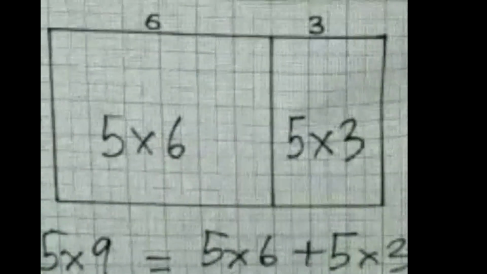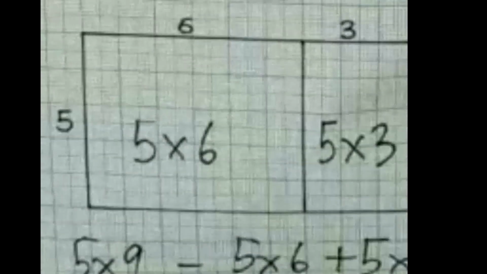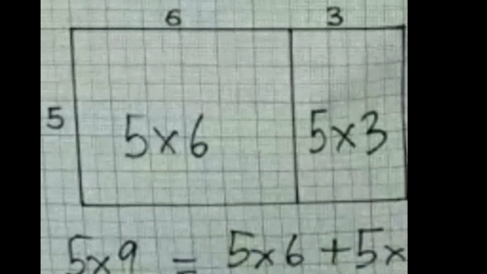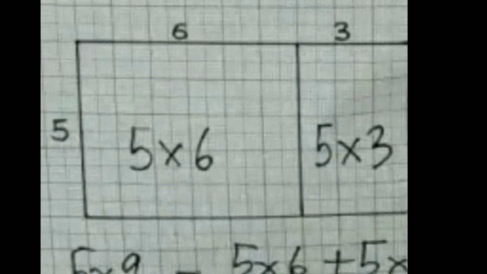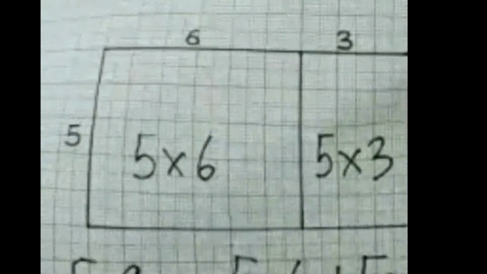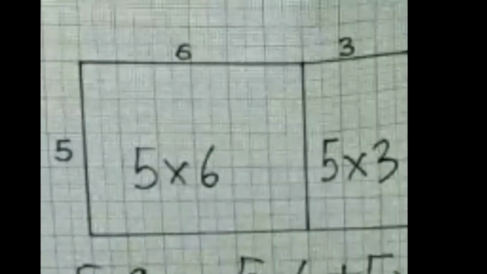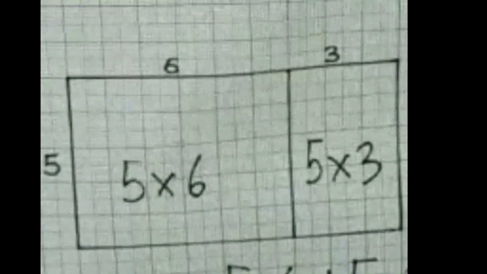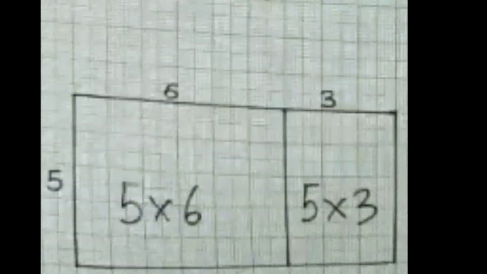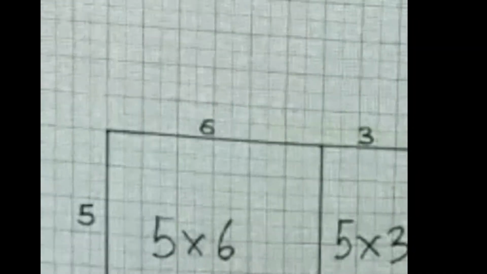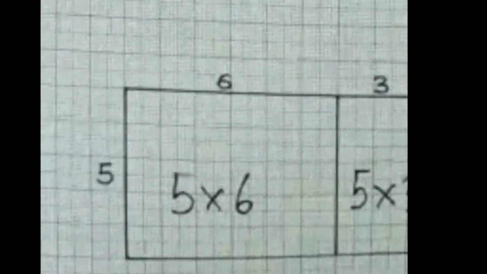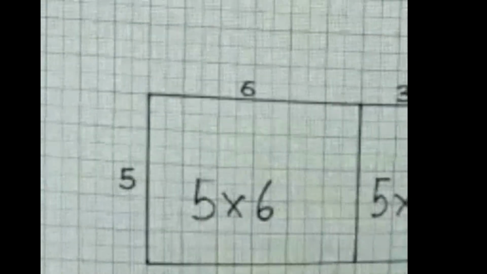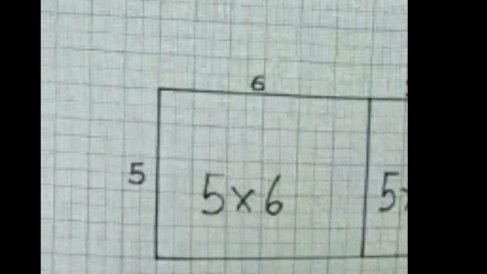And we know that 5 into 9 is 45. We know that 5 into 6 is 30. We know that 5 into 3 is 15. And we have 45 is equal to 30 plus 15. I hope everybody has done this. And now we are going to our next problem.